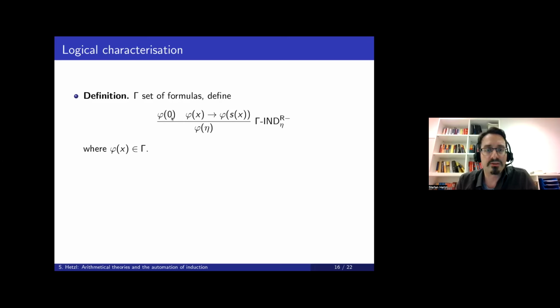So we have an induction base, an induction step, but then we do not derive for all x phi x, but we derive phi eta for this special Skolem constant eta. So that's a very strong restriction in a sense. The gamma restriction is clearly that this formula phi must be from gamma. And also note that this formula phi is parameter free, so we only have this x as a single free variable. So this is the gamma induction rule, or the parameter-free gamma induction rule with the eta restriction.